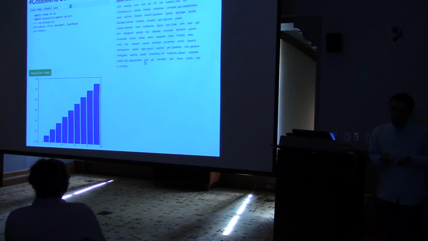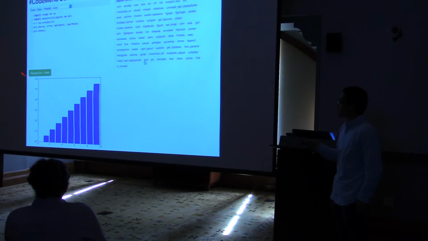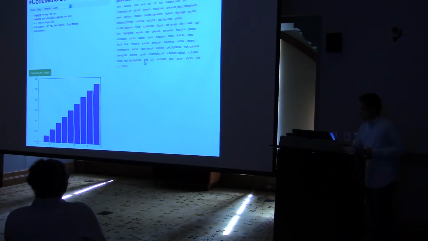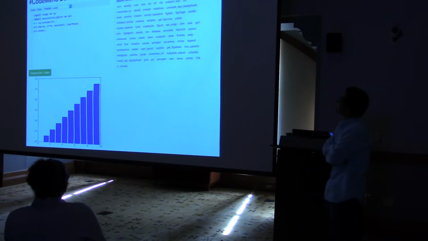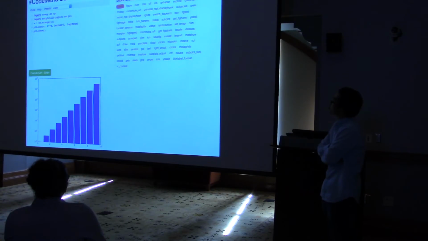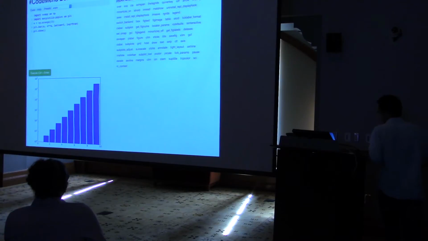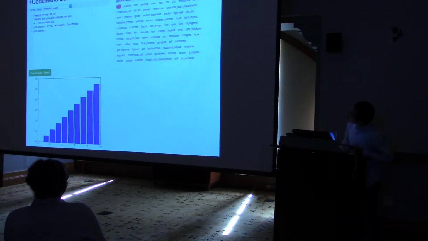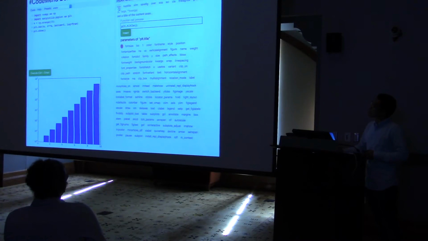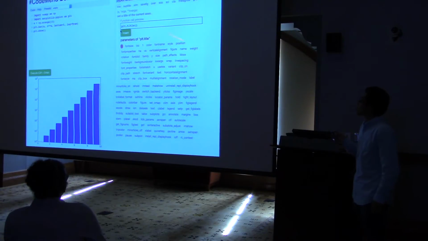Now, what's the second step? Suppose the user wants to add a title to the graph. So what does the user do? The user can type in a query, add title to the bar chart or the graph, and then the system automatically suggests the function that the user should use. The user can click on the function, and then it automatically lists a number of parameters the user should use.